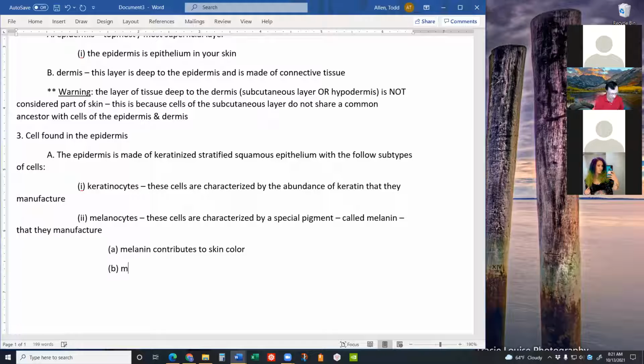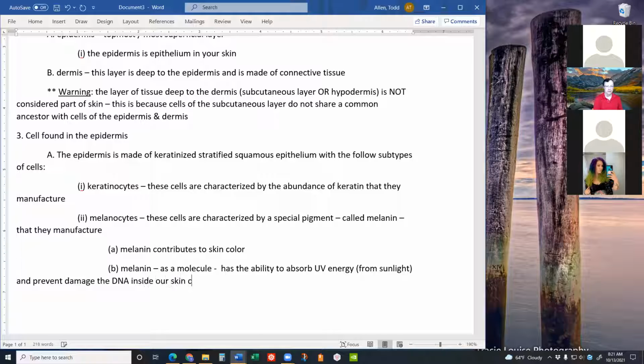Okay, so melanin as a molecule has the ability to absorb UV energy from sunlight and prevent damage to the DNA inside our skin cells. Obviously, it's not 100% effective at all times, because we do know folks that do have skin cancer or had to be treated for skin cancer.